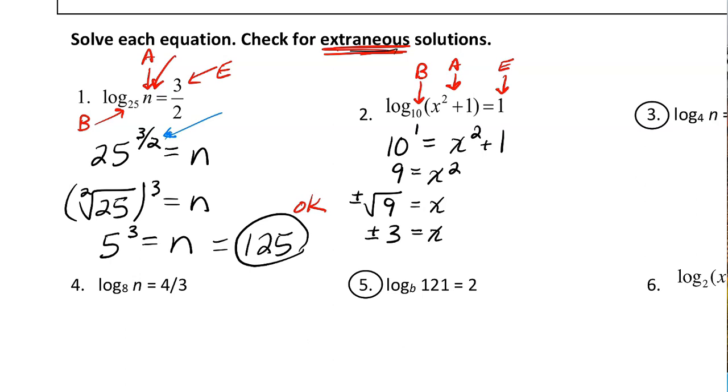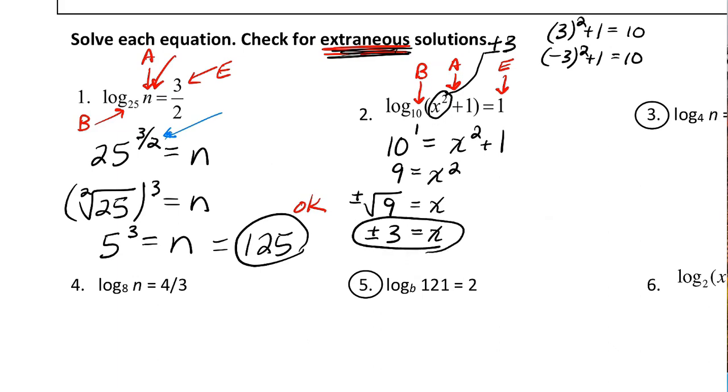Now to check if they are extraneous, when you plug in a plus or a minus 3, do we get a log of a negative number? Well, actually, no, we don't, because 3 squared plus 1 and negative 3 squared plus 1 both equal positive 10. So log of a positive number is okay. We get 2 answers, positive and negative 3, for the value of x.